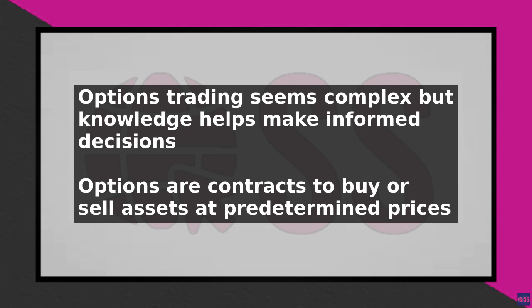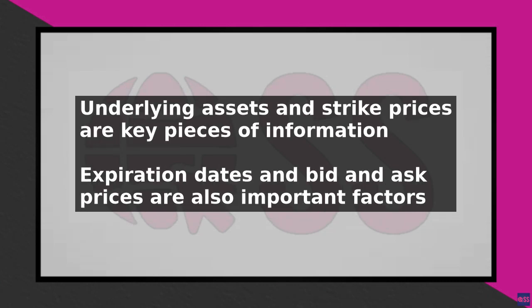The first is the underlying asset, which is the stock or ETF that the option is based on. Next, you'll see the strike price, which is the price at which you can buy or sell the underlying asset. The expiration date is also important, as it's the last day that the option can be exercised.